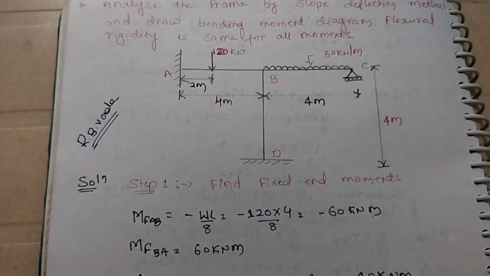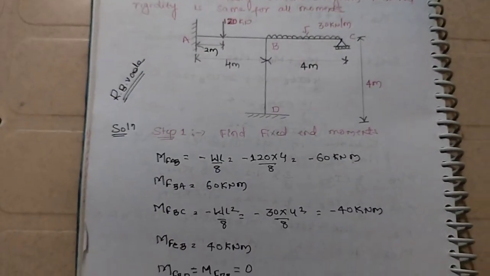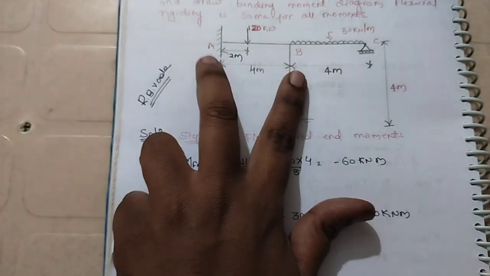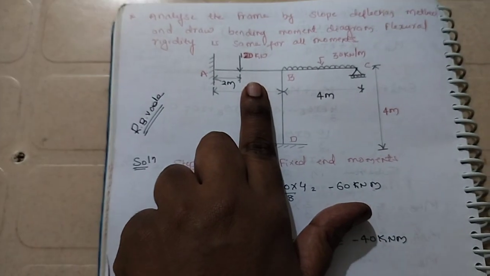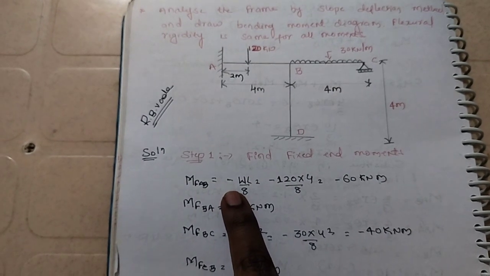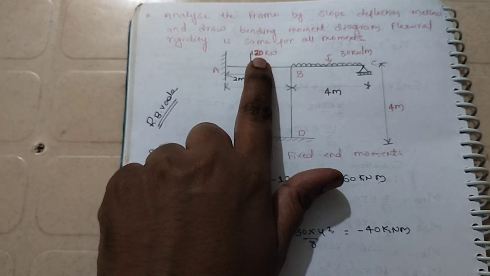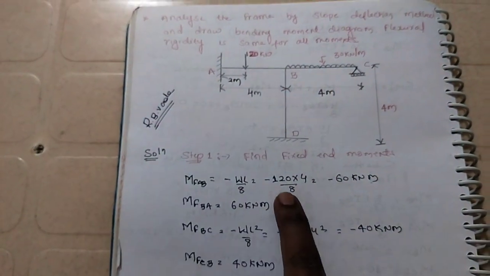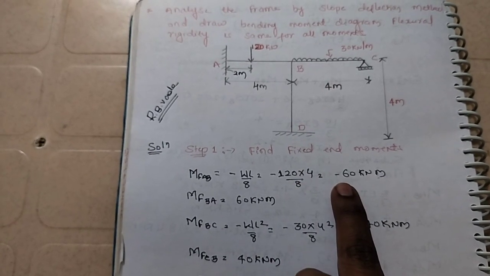Same thing. What are the steps? In step number 1, we are going to calculate the fixed end moment. Span AB, the load is acting exactly at the center. If it is exactly at the center, what is the formula? That is minus WL by 8. What is the value of W? W is 120 into L, the span of AB, which is 4, divided by 8. If you solve this one, you get minus 60 kilonewton meter.